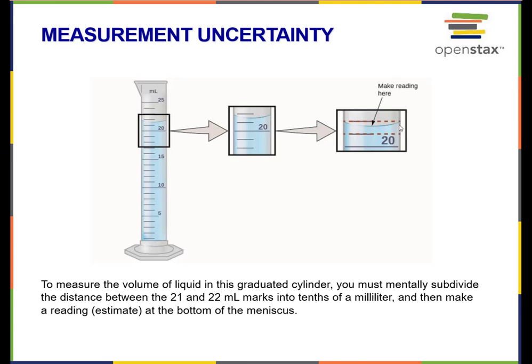I could make that guess, and I could say that it looks to me like about 0.6. So what that means is that last digit in my reading, 21.6, that last digit is uncertain. 21.6 milliliters. So this number right here is uncertain. Could be a 6, but it looked like it was a 5 over here, so it's kind of a guess. And so there's a little bit of uncertainty in that measurement.